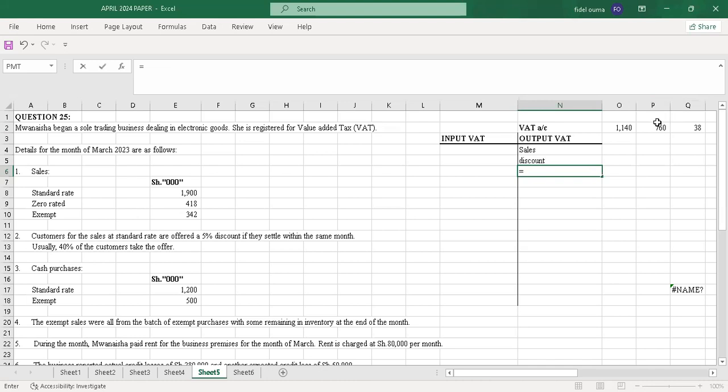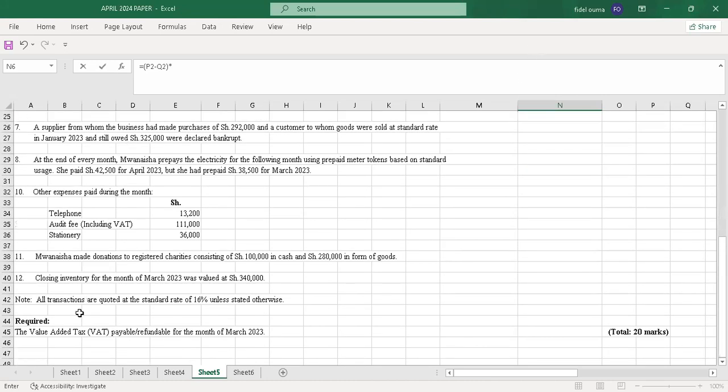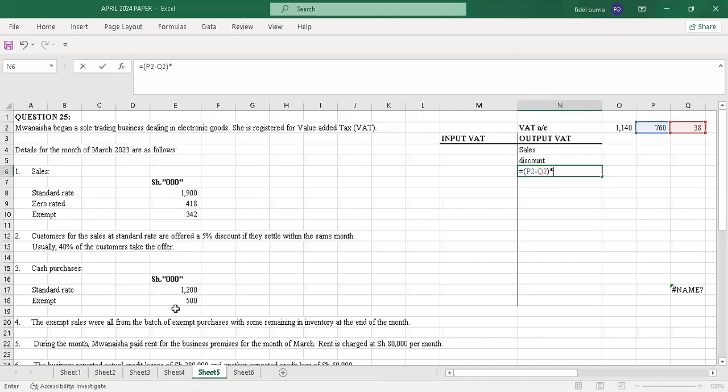bracket 760, because we say that when a discount is given, then the VAT is calculated minus the discount. So I'll take the amount minus the discount, then multiply by the VAT rate. I said that all transactions are quoted at the standard rate of 16% unless stated otherwise, because they are not talking about inclusive or exclusive VAT.